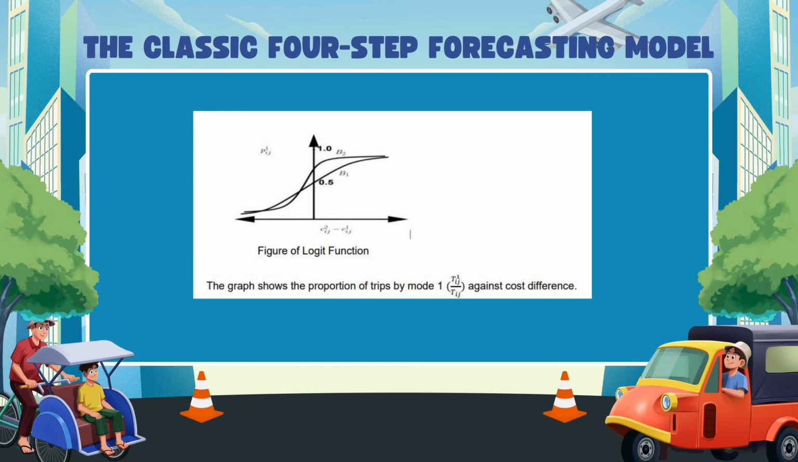This is the figure of the logit function that shows the proportion of trips by mode 1, which is the ratio of t raised to 1 subscript ij to t subscript ij, against the cost difference. So actually we have a curve there. This is the representation of what we call the logit function. So I guess that would be all for my presentation.